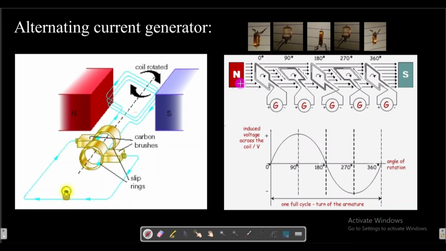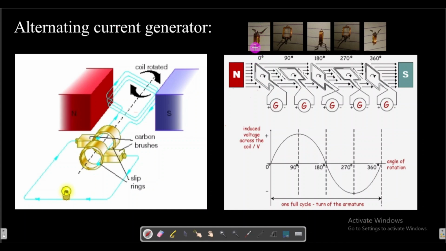Here we have that same scenario. On the left side we have the north pole of the permanent magnet, on the right side we have the south pole. Between these two poles we have this coil. This is actually a single coil, but we take snapshots of it at different positions. This is the first position, this is the second, third, fourth, and this is the last position.